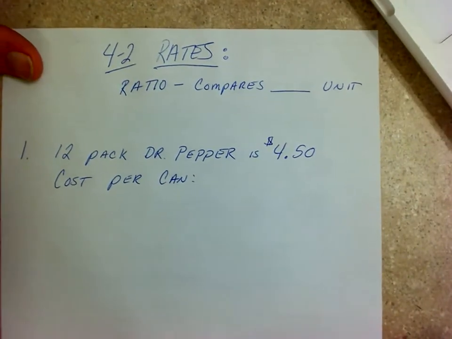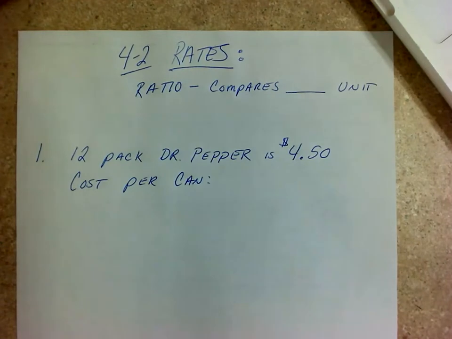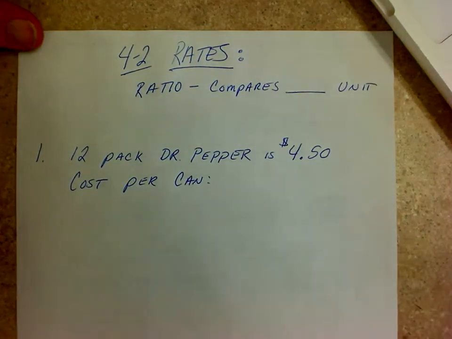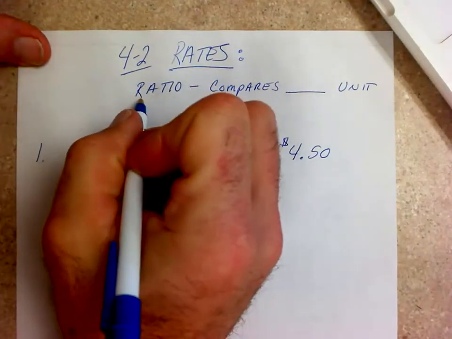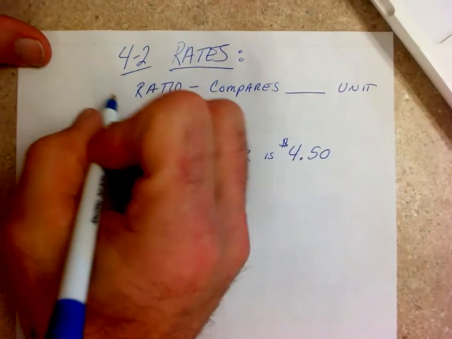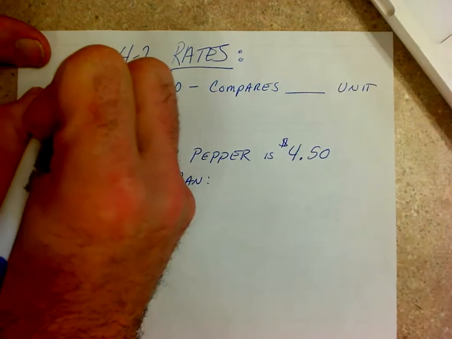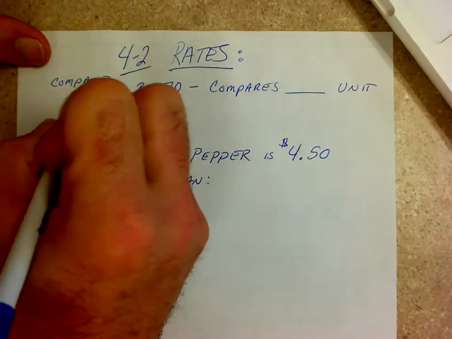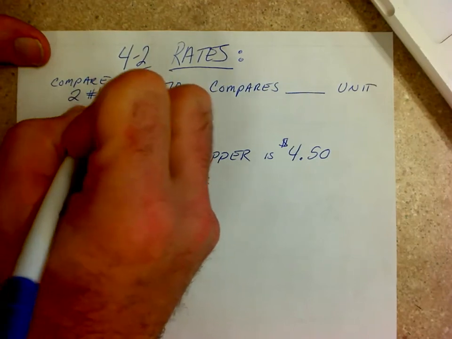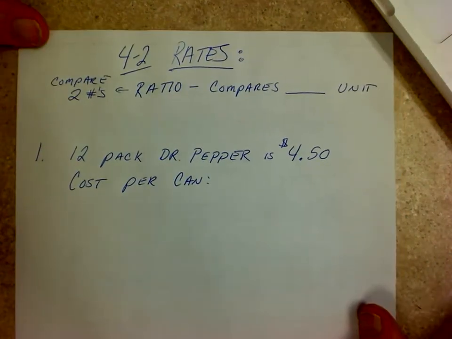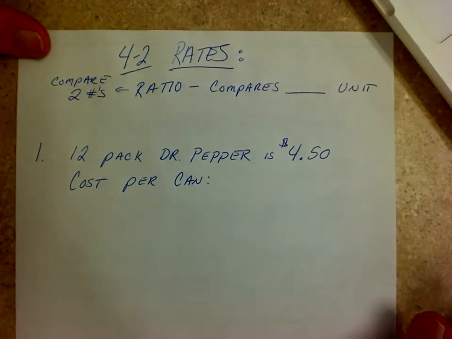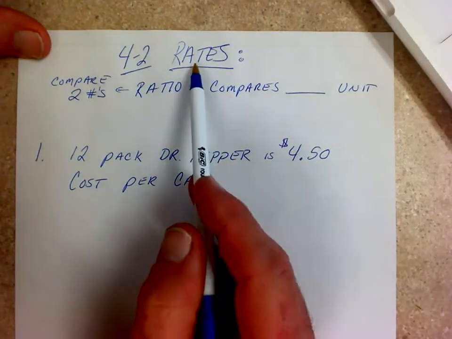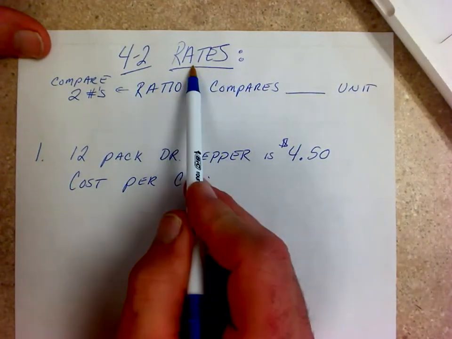Okay, so today we want to make sure we distinguish between a ratio and a rate. In our first assignment, we talked a lot about ratios and how ratios compare two numbers. We talked a lot about that in the first homework assignment. So tonight, though, we want to look at a special ratio that we call a rate.